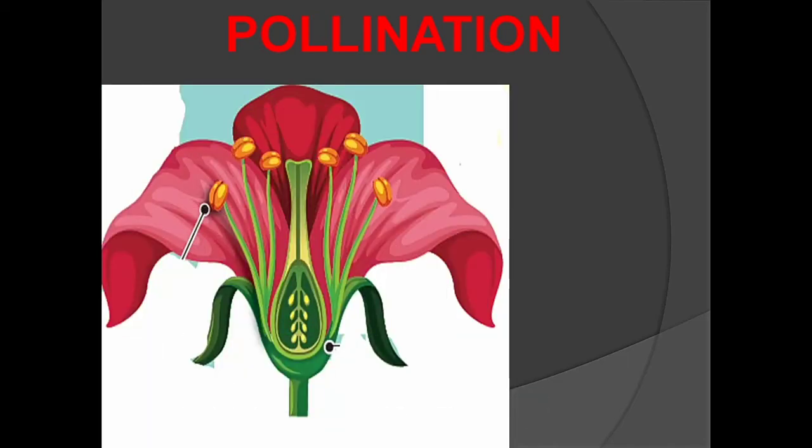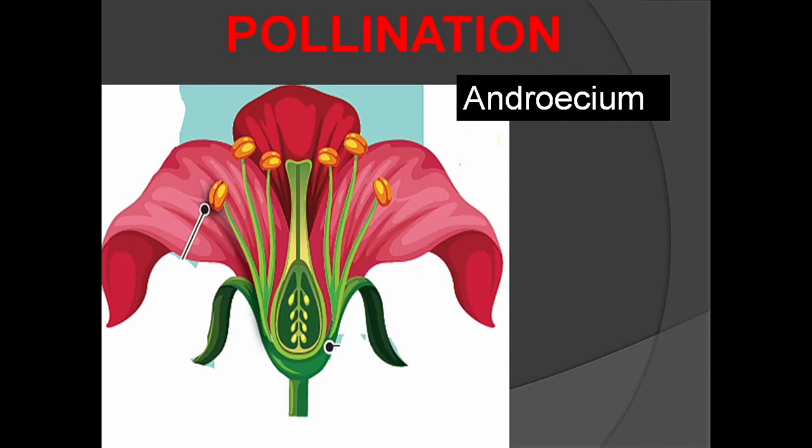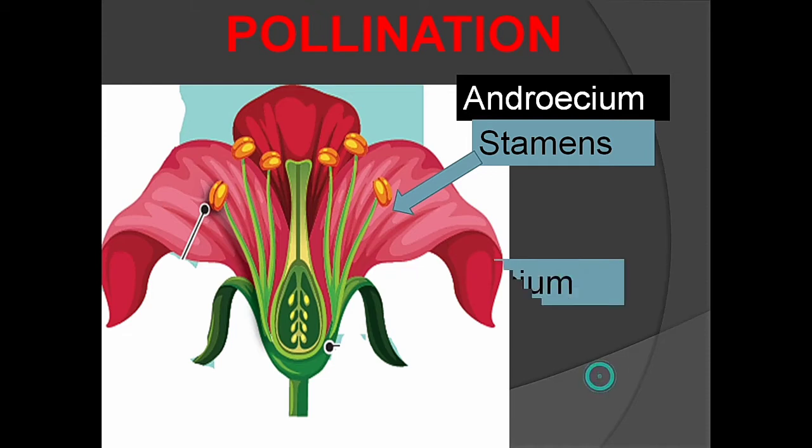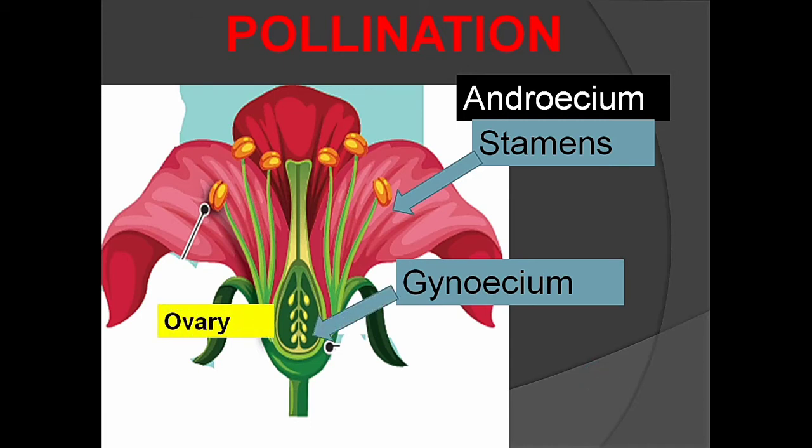This is a flower. Androecium is the male reproductive part. It is made up of stamens. This flower has 6 stamens. Gynoecium is the female reproductive part. It has basal ovary and slender style and the end part stigma.